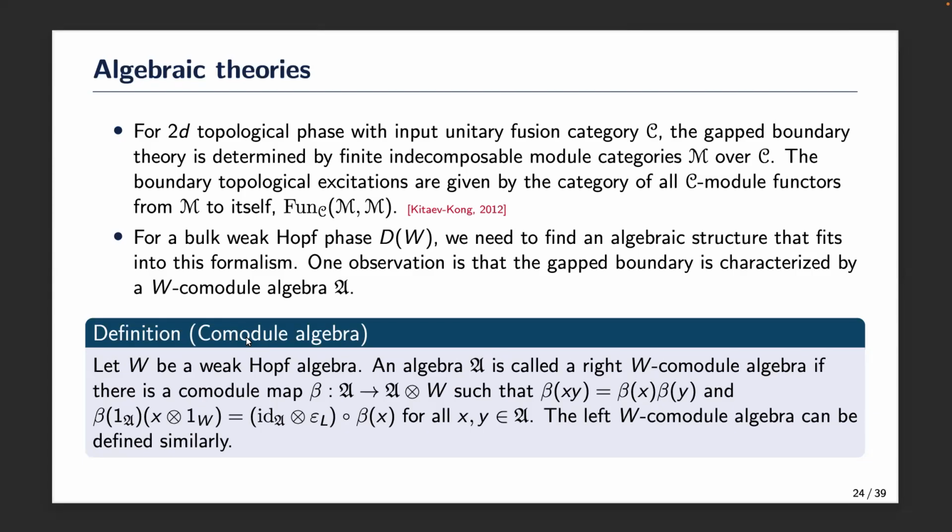For the bulk weak Hopf phase BW, we need to find an algebraic structure that fits into this formalism. One observation is that the gapped boundary is characterized by a W comodule algebra A here. The definition is very standard. Let W be a weak Hopf algebra. We say an algebra A is called a right W comodule algebra if it has a coaction beta from A to A tensor W, such that beta is compatible with the algebra structure in the following sense. We can define the left comodule algebra similarly.